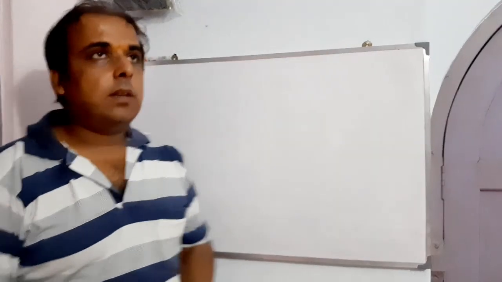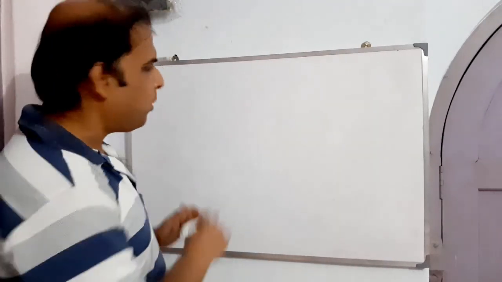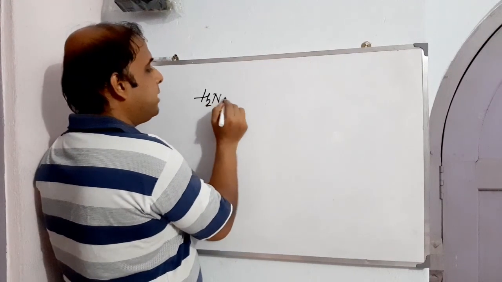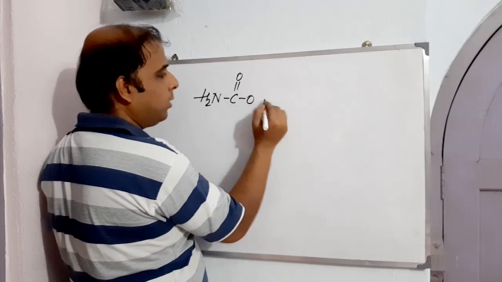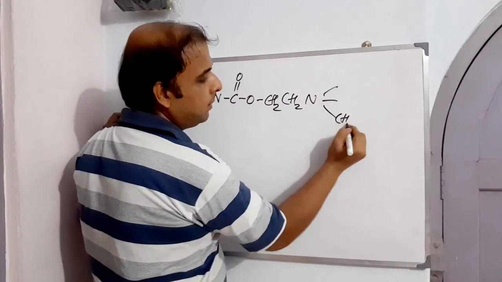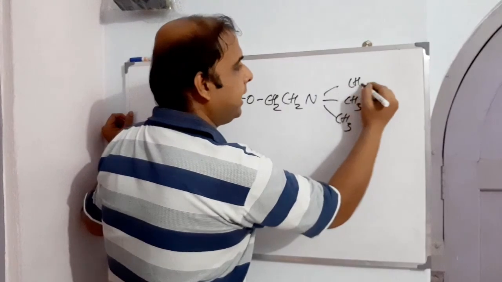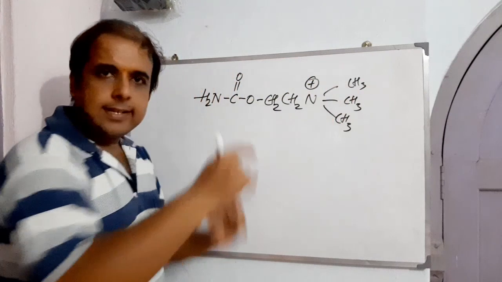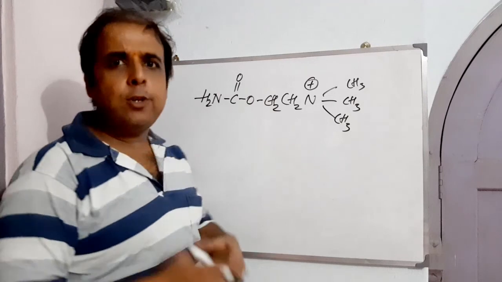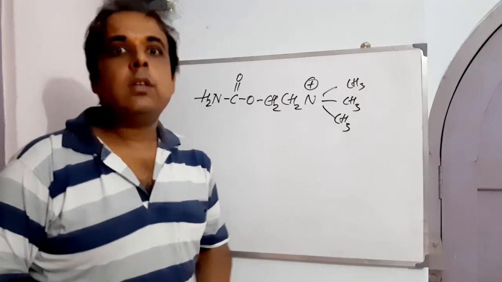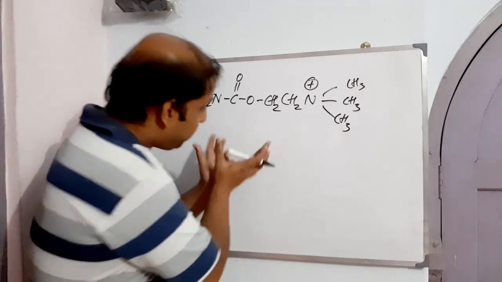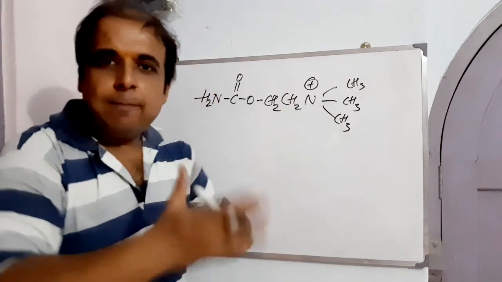Okay, so let's see how the structure goes, right? So first the structure is going to be something like this: H2N, C double bond O, then O, CH2, N, methyl, and methyl, right? So this is the entire skeleton. Now I just wish to break the entire skeleton into possible fragments to generate the essential reagents with which Carbachol can be constructed.